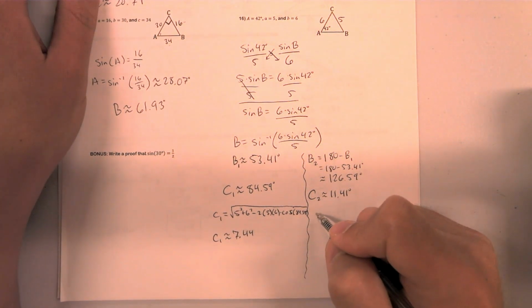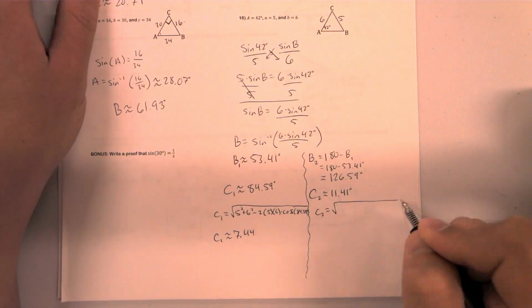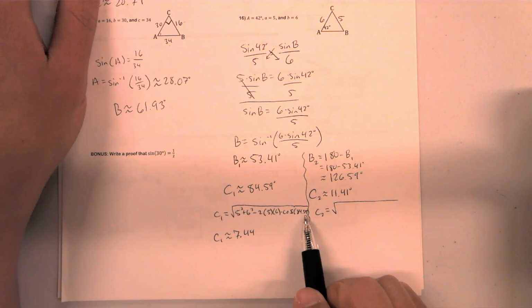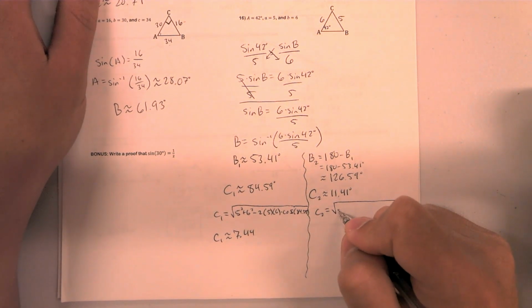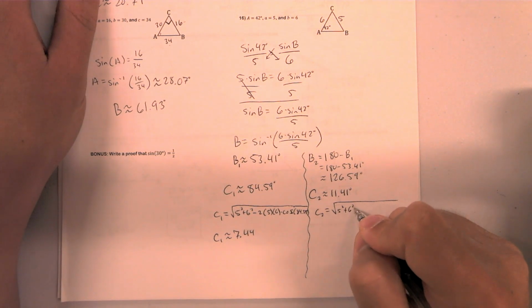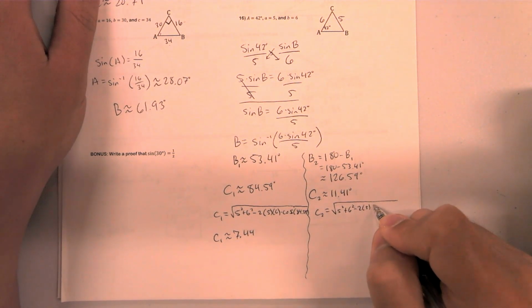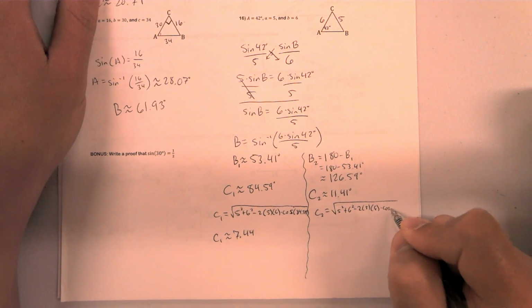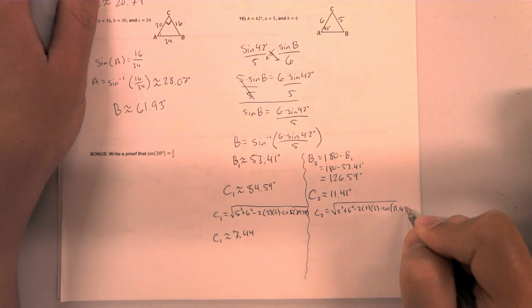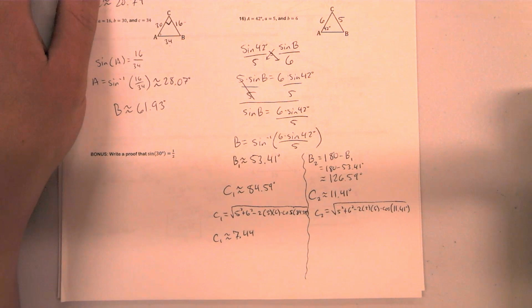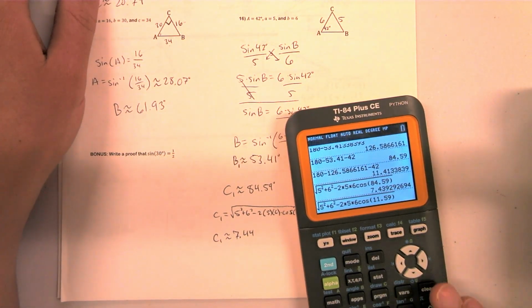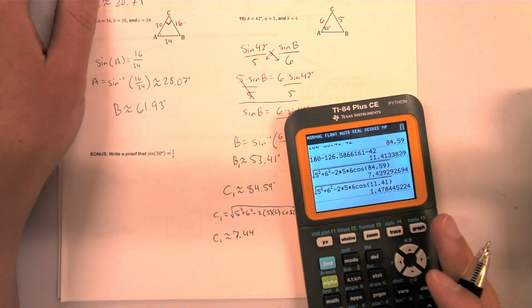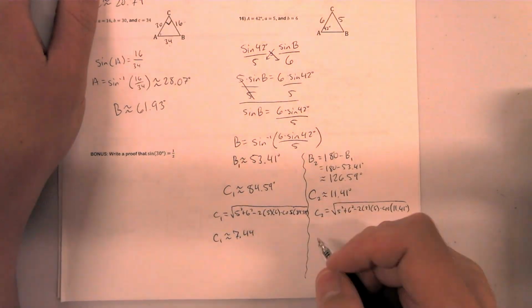And then on the other side, it'll be the exact same steps for this side too, except instead of this angle being 84.59, it's 11.41 in this solution. Still 5 squared plus 6 squared minus 2 times 5 times 6 times the cosine, but now it's 11.41 degrees. So about 1.48.